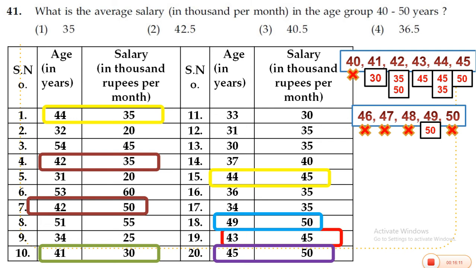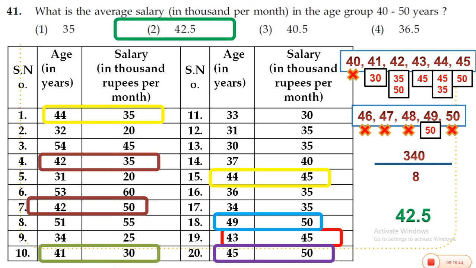And now we have to find the average salary of that age group. So what is the average? Just add all these values, the red numbers given here, that is the salary. The total of these red numbers is 340, divided by the number of people. So 41 is there, 42 twice, 43 is there, 44 twice. If you count all these people, you get 8 employees. So what is the average? The sum of the values divided by the number of people. Here it is 340 divided by 8. So the exact answer is 42.5, option 2.